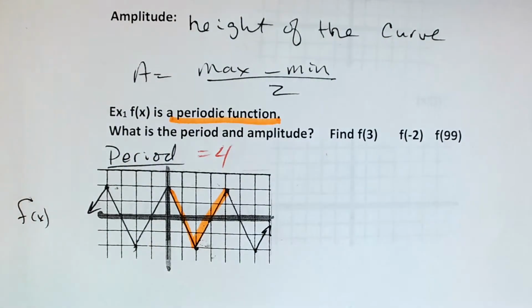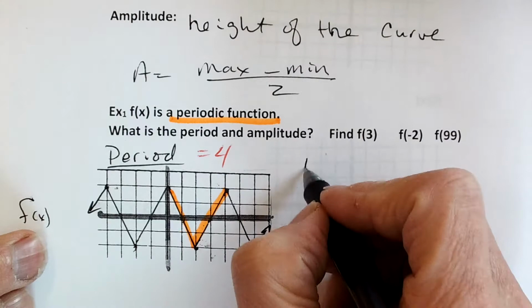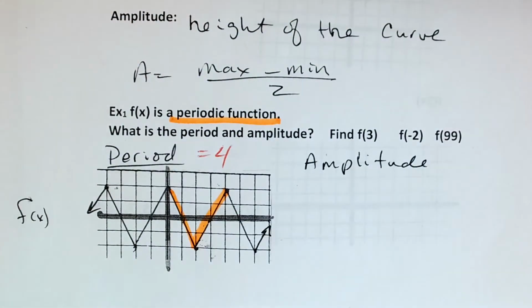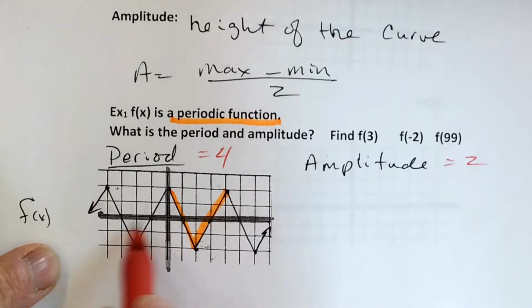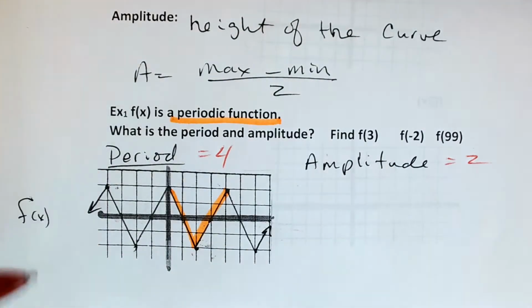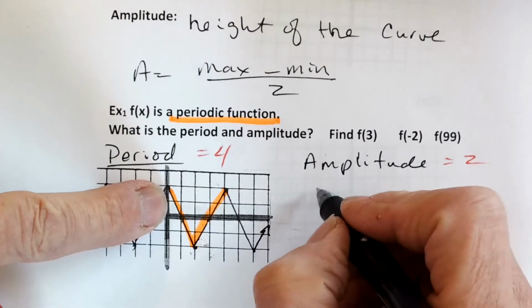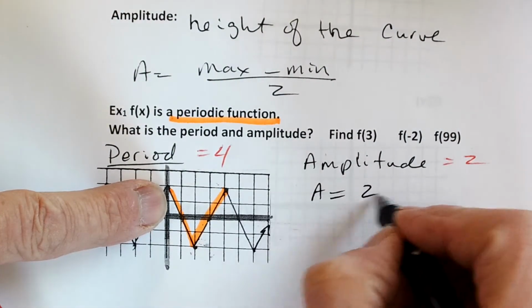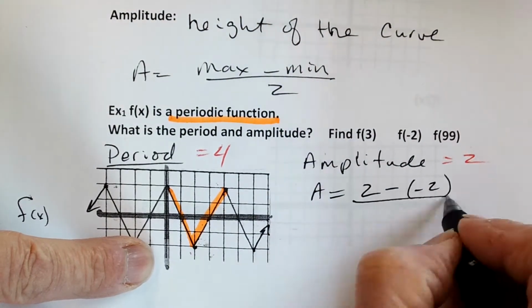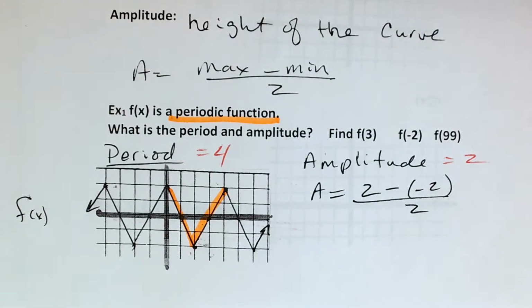The amplitude is 2. Can you see that? The amplitude equals 2, because you go from the center of the curve and you go up 2 or down 2. Now you could do the max minus the min divided by 2. You could still use a formula. The max is a height of 2, subtract the min, which is negative 2, over 2. You still get 4 over 2, which is 2, okay?